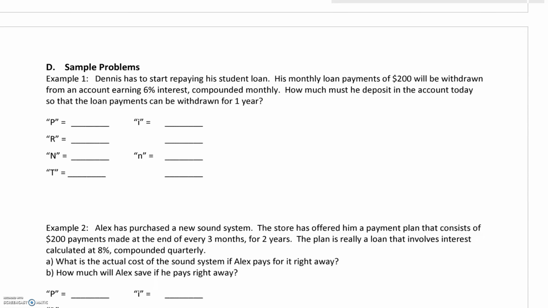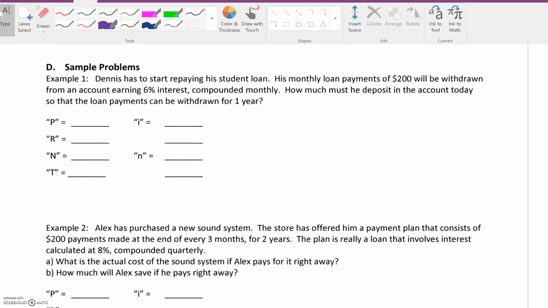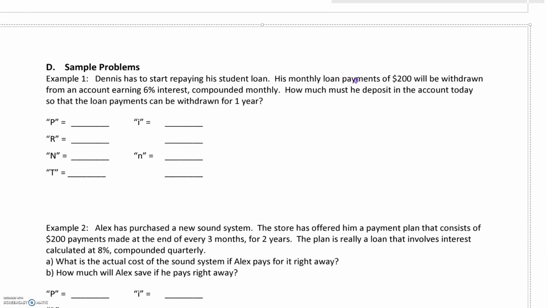So, for example 1, we have Dennis, who has to start repaying his student loan. That might be you guys in a few years, not that long from here. His monthly loan payments are $200, and they're going to be withdrawn from an account earning 6% interest compounded monthly. So there's already quite a bit of information here. Payments of $200 is important, 6% interest, and compounded monthly is pretty important. How much must he deposit in the account today?